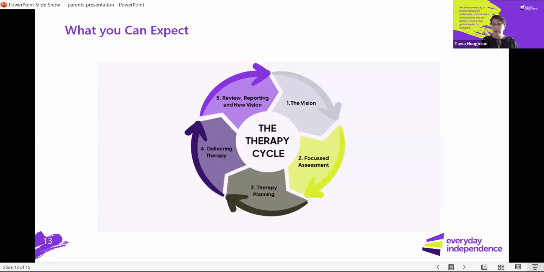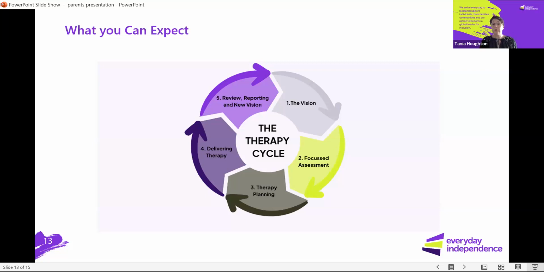So what you can expect when you come to Everyday Independence is your key worker will come out and they will meet you and your child, and they'll get to know you. They will have a conversation about what everyday life is like. They want to know what's important to you. And they'll start to frame up the goals with you that you want to achieve.